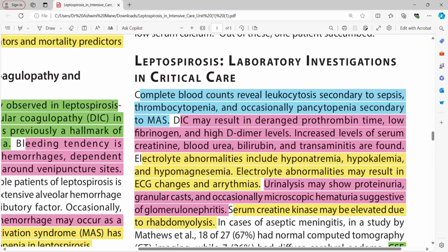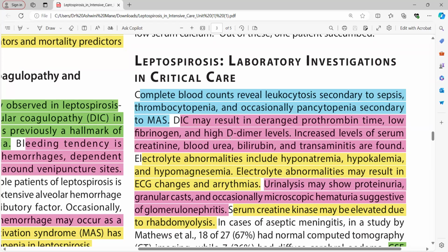Now, regarding lab investigations in critical care in leptospirosis. Complete blood count reveals leukocytosis secondary to sepsis, thrombocytopenia, and occasionally pancytopenia secondary to macrophage activation syndrome. DIC may result in deranged prothrombin time, low fibrinogen, and high D-dimer levels. Increased levels of serum creatinine, blood urea, bilirubin, and transaminitis are found. Electrolyte abnormalities include hyponatremia, hypokalemia, and hypomagnesemia. Electrolyte abnormalities may result in ECG changes and arrhythmias.